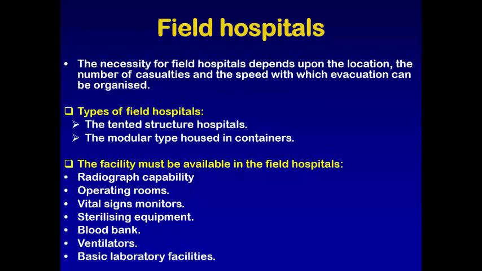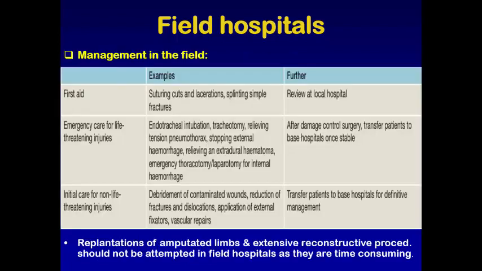Facilities must be available in field hospitals. There should be radiograph capabilities. There should be operating rooms, vital signs monitors, sterilizing equipment, a blood bank, ventilators, and basic laboratory facilities.